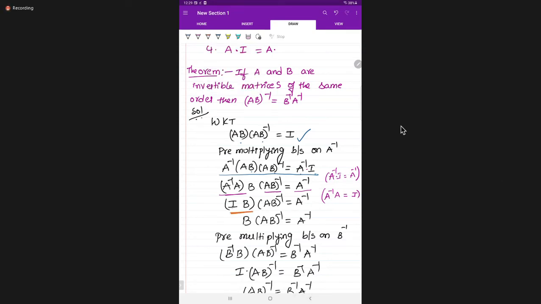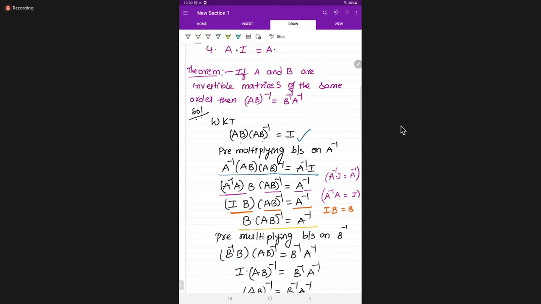Next, (AB)^-1 write as it is equal to A inverse. I into B is nothing but B only. B into A inverse, (AB)^-1 is equal to A inverse.